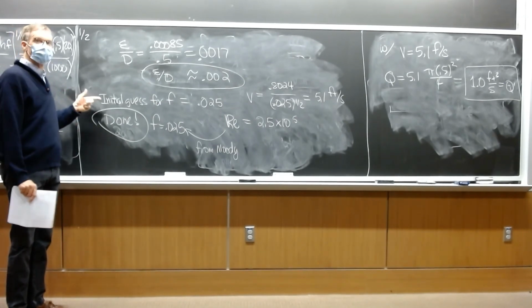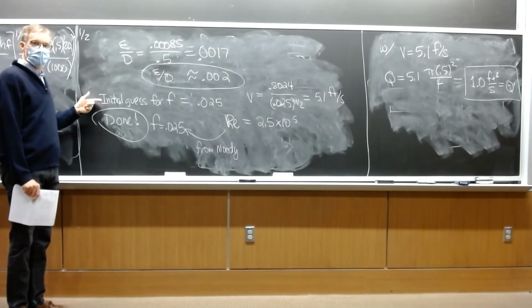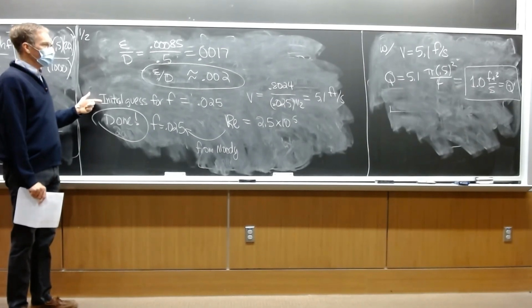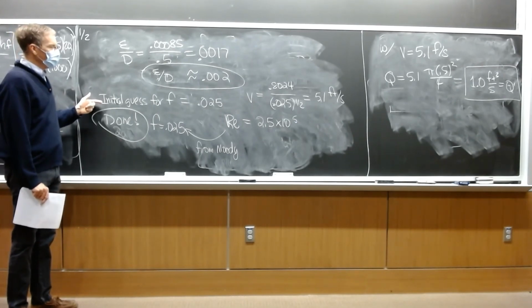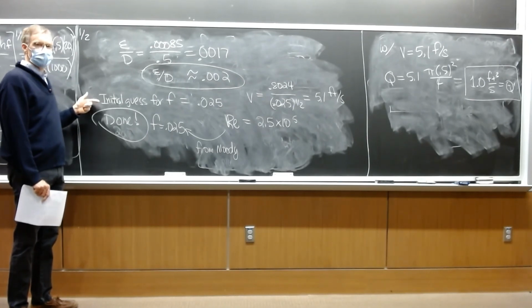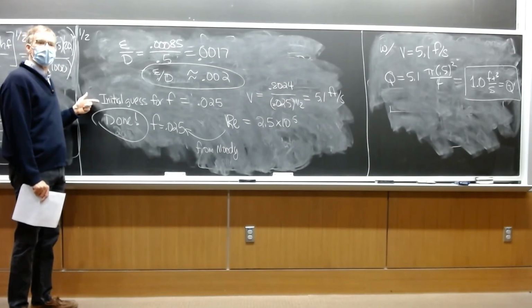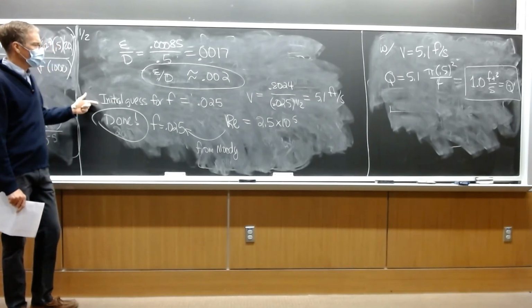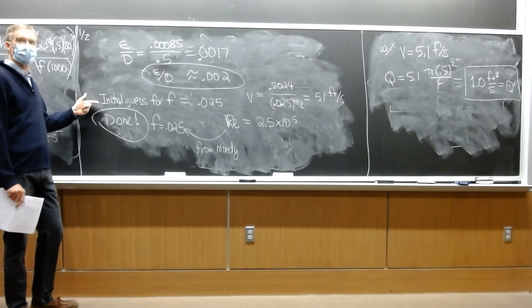So this is a relatively easy one, with this good first guess, which you'll get most of the time, because most of our problems are water flow with fairly large pipes. We get Reynolds numbers that are relatively large, and so this initial guess, using the fact that it's completely rough, will be a good guess.